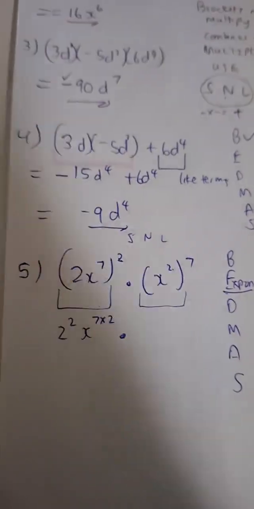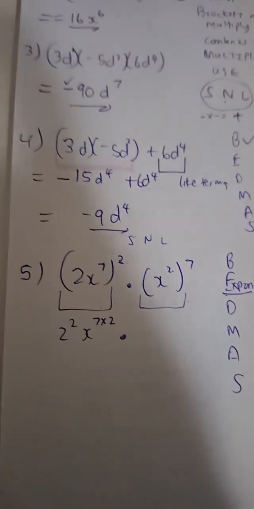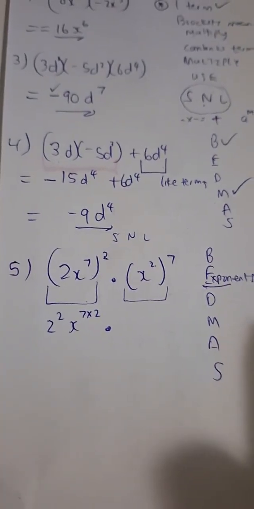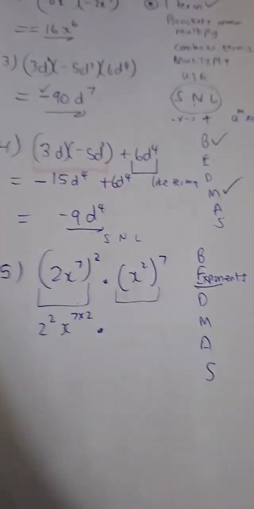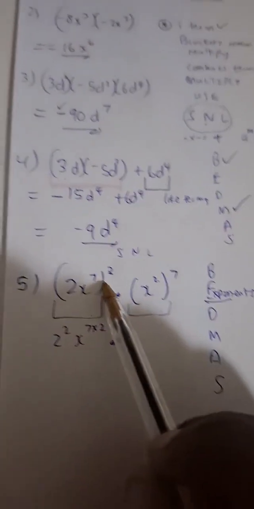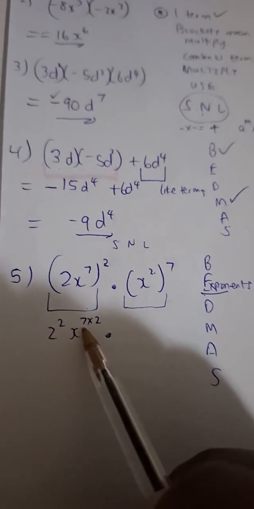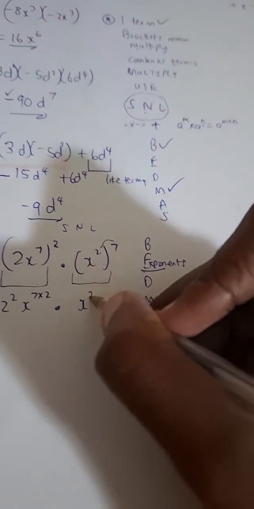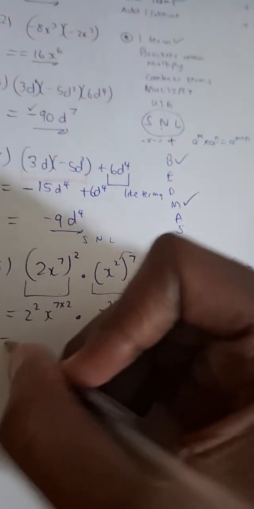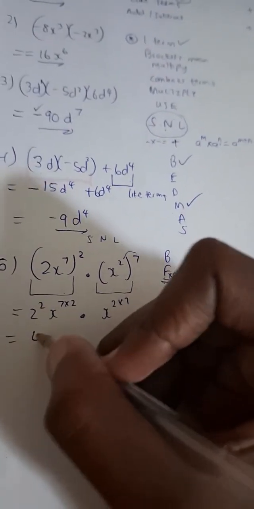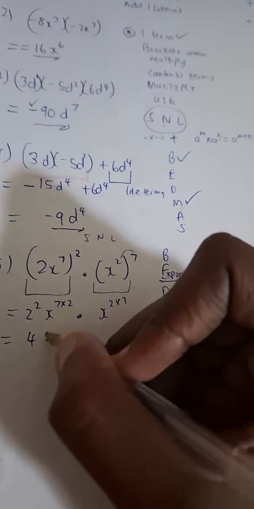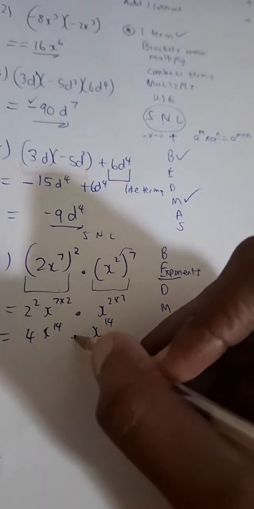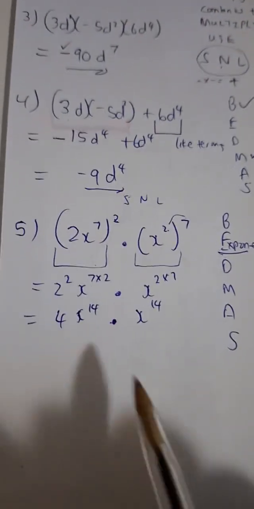No. We are not factorizing here, guys. We are not factorizing later. This is simplification, okay? So we apply the exponent there, 2 squared, x to the power 7 times 2. You apply the exponent as well here, x to the power 2 times 7. So I'm just going to now simplify. 2 squared is 4. X to the power, what's 7 times 2? It's 14. X to the power 14. Okay, bracket has been removed.